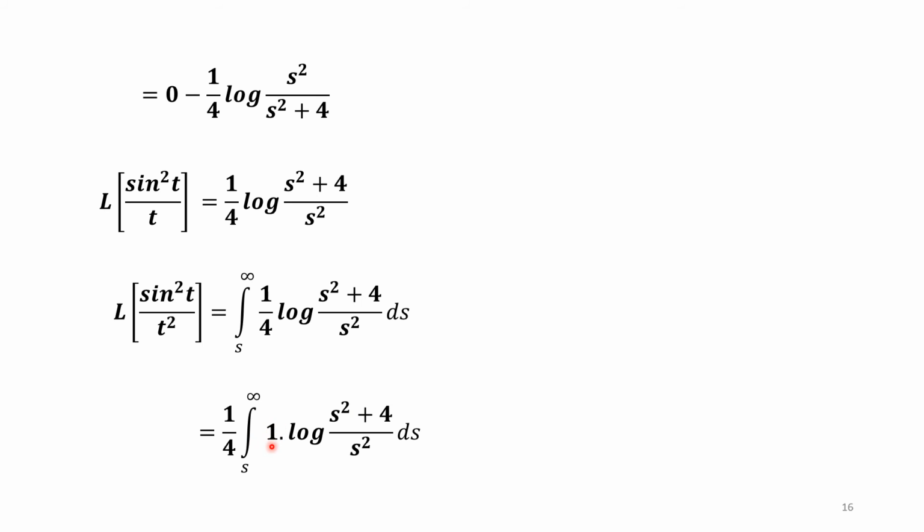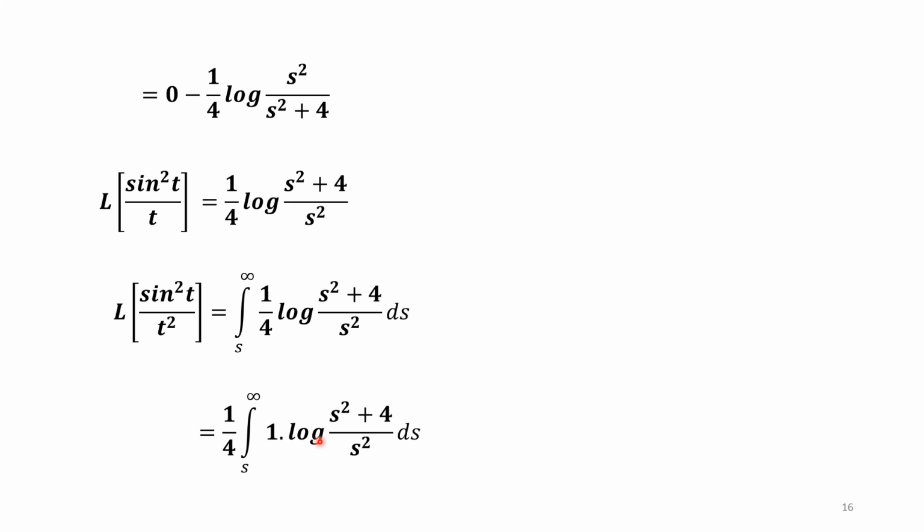So what we have to do is 1 into log is to be taken. Now, since the rule is LIATE, the log function has to be taken as u and this 1 is taken as v. So this is u and this is v. 1 by 4 is constant. So now we have to make use of integration by parts to calculate that.